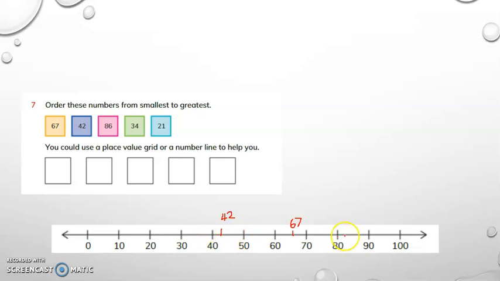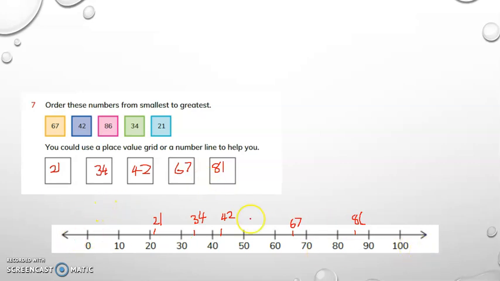Then 86. 80, 90, exact middle 85. Adu kainittu 86. So we'll mark 86 here. Then 34. 30, 40 de exact middle 35. Painde thottu munne aayittu. 34, 21. 20 kainittu 21. So smallest to greatest. Left in the right. So from this list you can see the number leftmost 21, then 34, 42, 67, 81. So 21 is the smallest and 81 is the greatest.